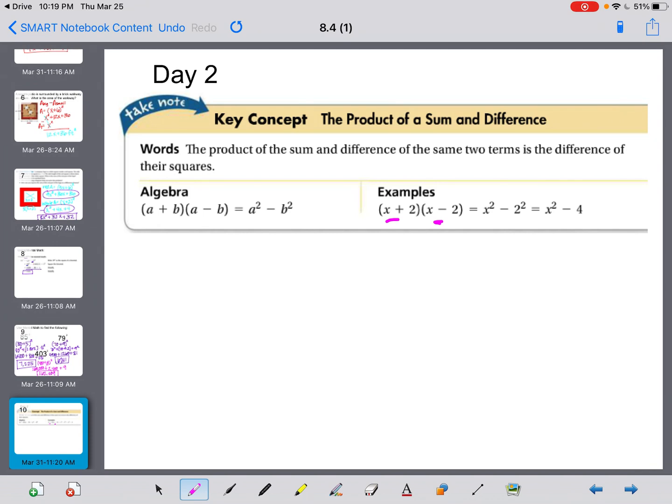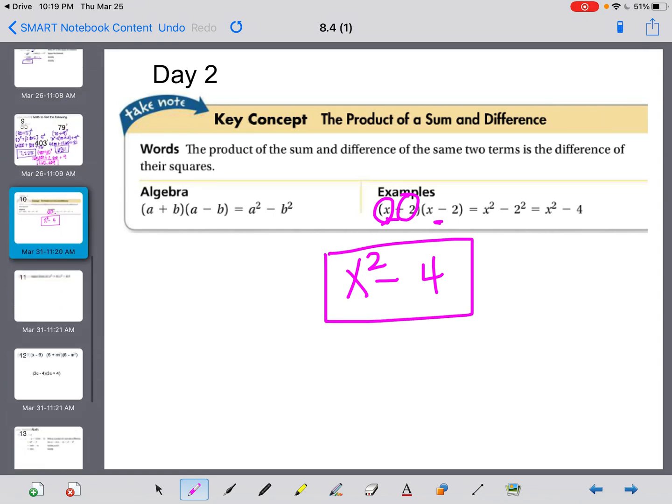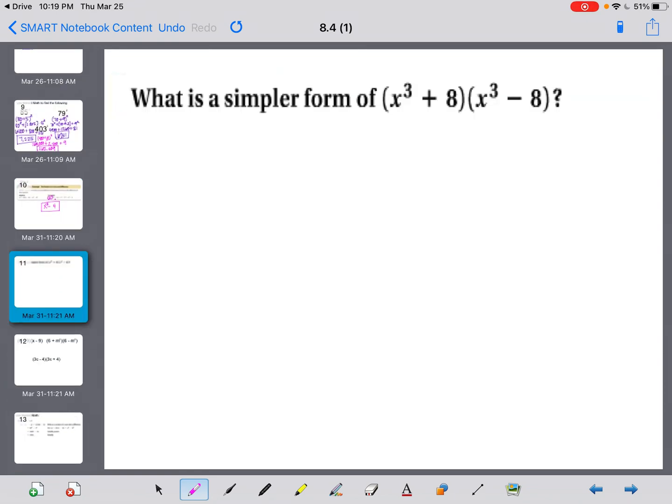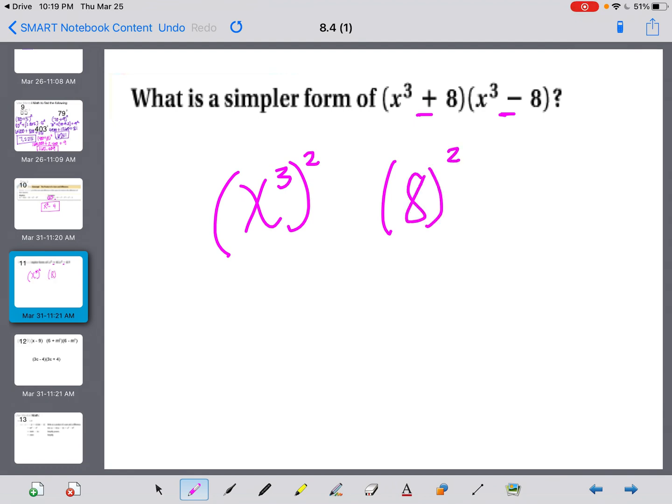So I'm going to square the x, I'm going to square the 2, and I'm going to put a minus. And that's my final answer. All right, here's some practice. Everything is the same except our symbols, which means I'm going to square the first term, square the second term, and subtract them, which is going to leave me with x to the 6th minus 64.